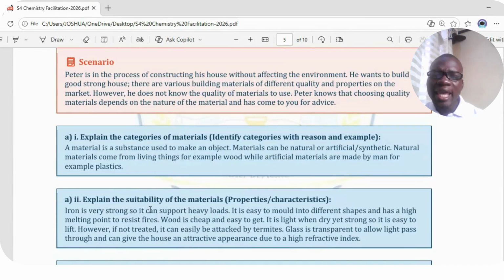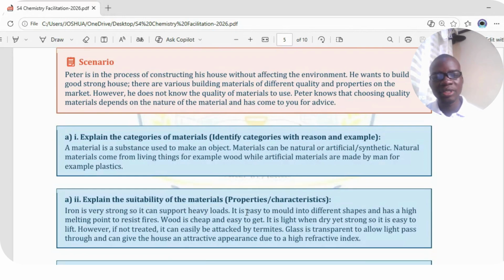Then they've said explain the suitability of the material. Here they were even very clear. They wanted you to explain the suitability of the material. Just give the suitability. So here, what are you going to do? Give us the properties or characteristics of the materials they're talking about. They always give you the supporting material in the picture. So these questions always have the pictures.